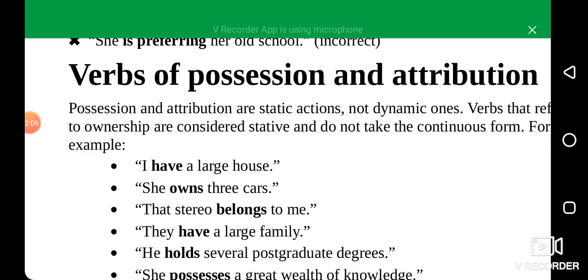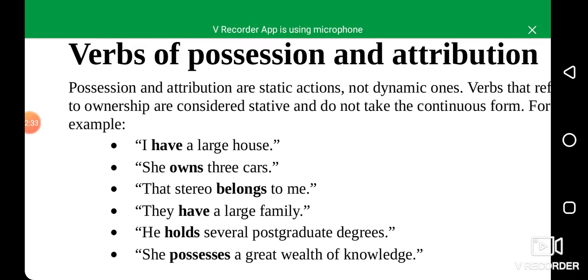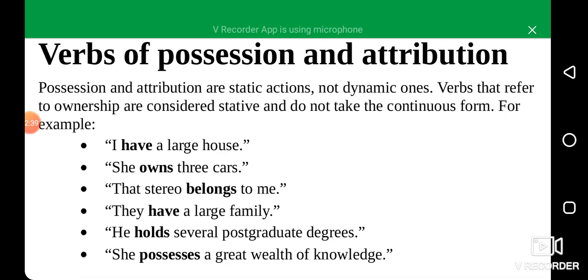Now the most important thing about these verbs of possession and attribution is that they cannot be made continuous. Meaning, in place of have, you can't say having. In place of own, you can't add ing and say owning, belonging, having, holding, and possessing. As it is written here, the verbs that refer to ownership are considered stative because they don't show any action and do not take the continuous form.